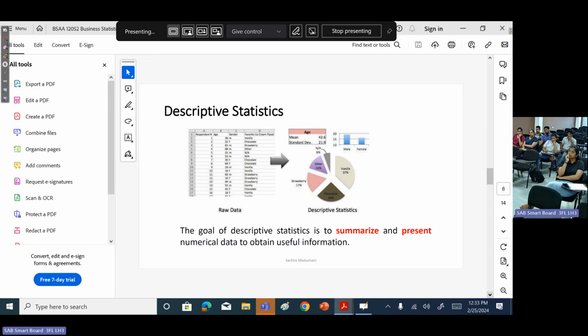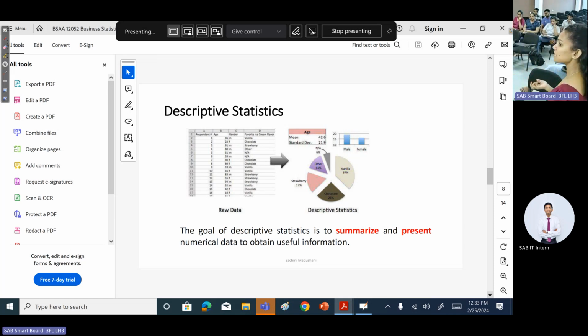This picture shows what descriptive statistics is. What is the goal of descriptive statistics? Goal means objective, aim. It is to summarize and present the numerical data to obtain useful information. In the descriptive statistics part, we collect the numerical data, then we summarize it. Only that. Clear? Basic things are included in the descriptive statistics part.